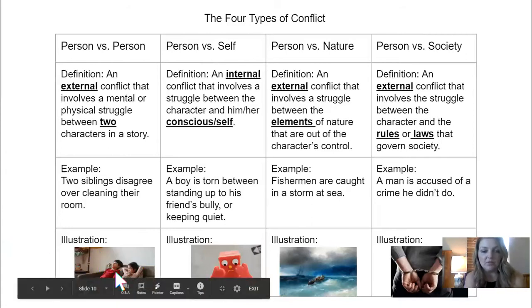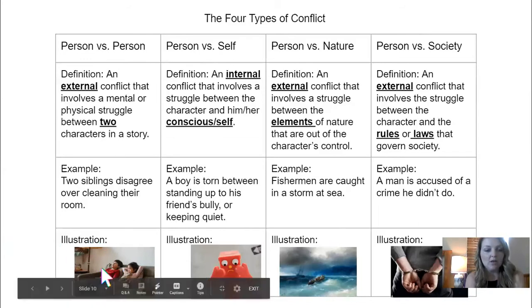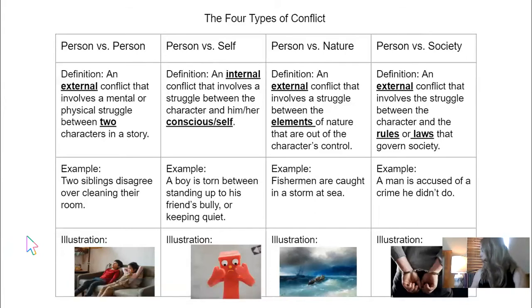I just filled it in with a little picture of what looks like 2 siblings, and they don't look super happy right now. So that way you have that mental image that jogs your memory. So now what we can do is, sorry about that, we can go to the next one. So we feel pretty good about person to person, one character against another character.